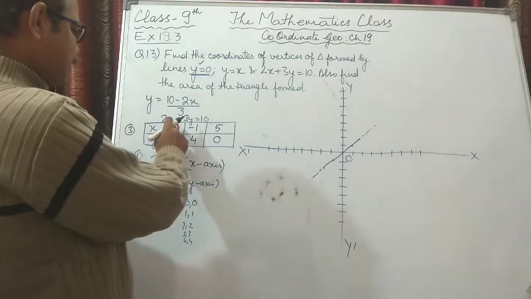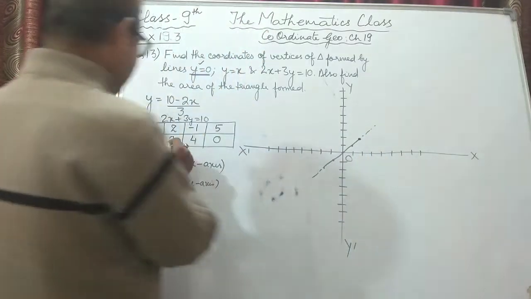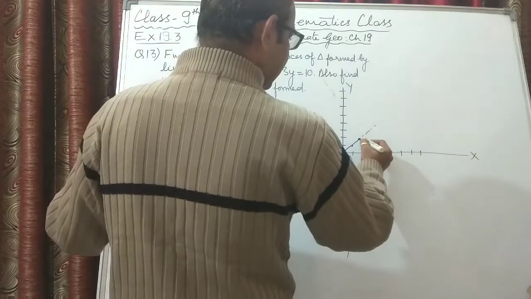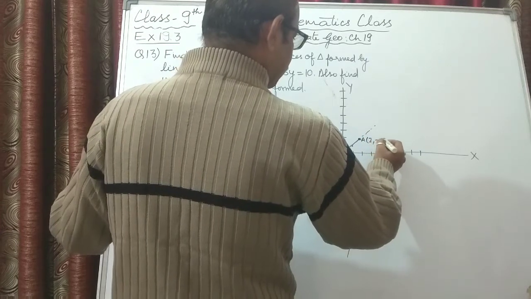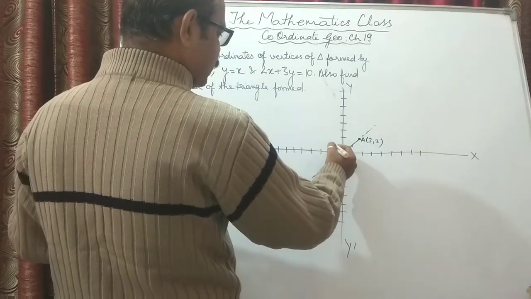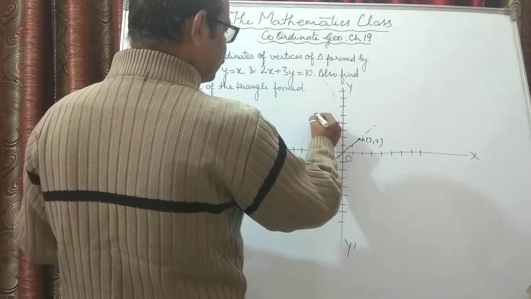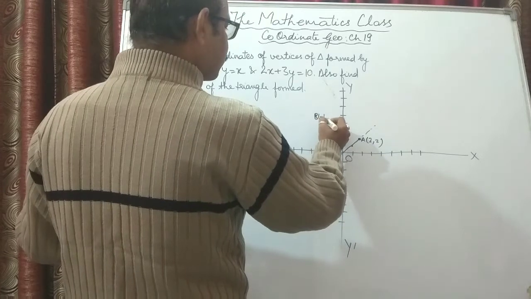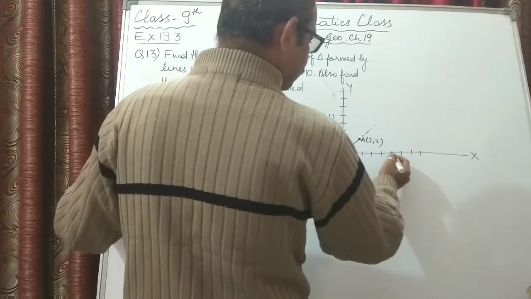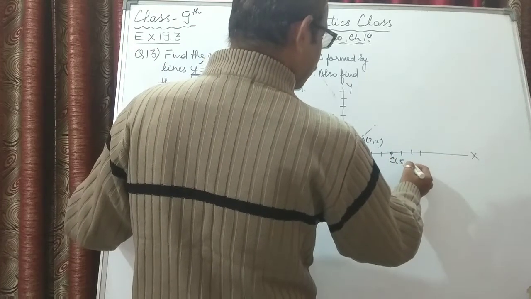In the third line they say x is equal to 2, y is equal to 2. It means this is my point. I am writing points A, B, C. Point A is 2, comma 2. Point B is minus 1, comma 4. Somewhere here it will be. This is my point B. Then point C is 5, comma 0. 1, 2, 3, 4, 5, comma 0. It means this is my point C.